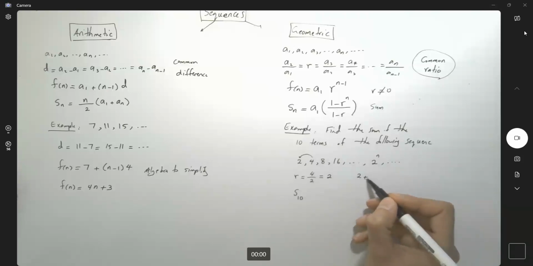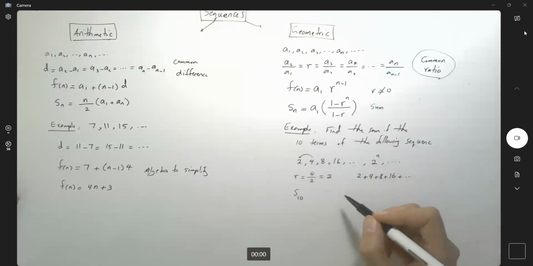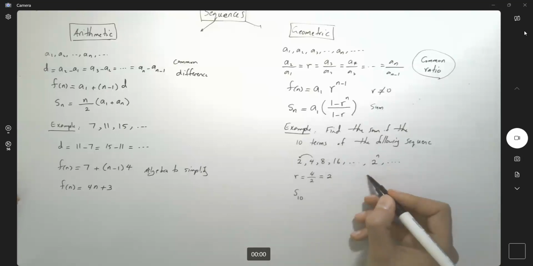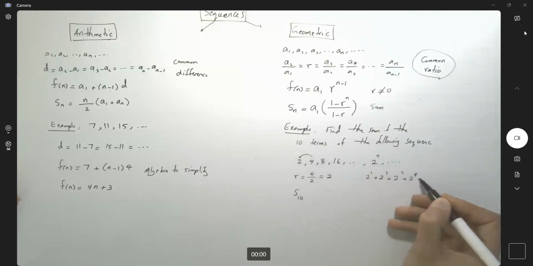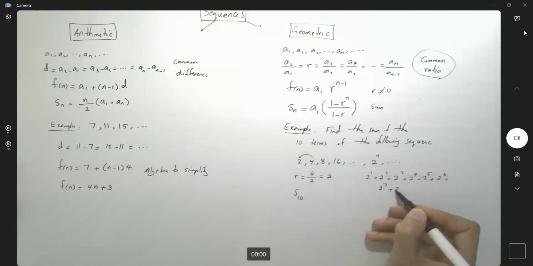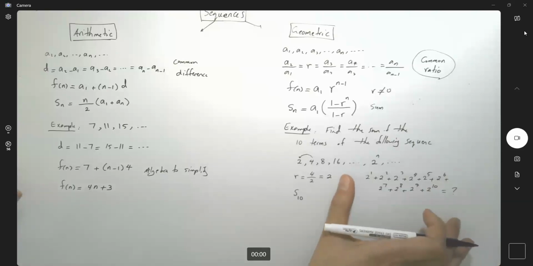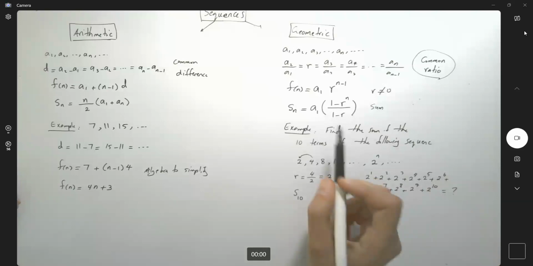If I add 2 and 4 and 8 and 16 and the first 10 terms, so plus 2 to the power 10. So what I'm doing, 2 to the first, plus 2 to the second, plus 2 to the third, plus 2 to the fourth, plus 2 to the fifth, plus 2 to the sixth, plus 2 to the seventh, plus 2 to the eighth, plus 2 to the ninth, plus 2 to the 10th. What is this sum? I ask you to find the sum of the first 10 terms. It means that I'm asking you to add these together. But it takes forever to add all of these together. You have a nice formula.